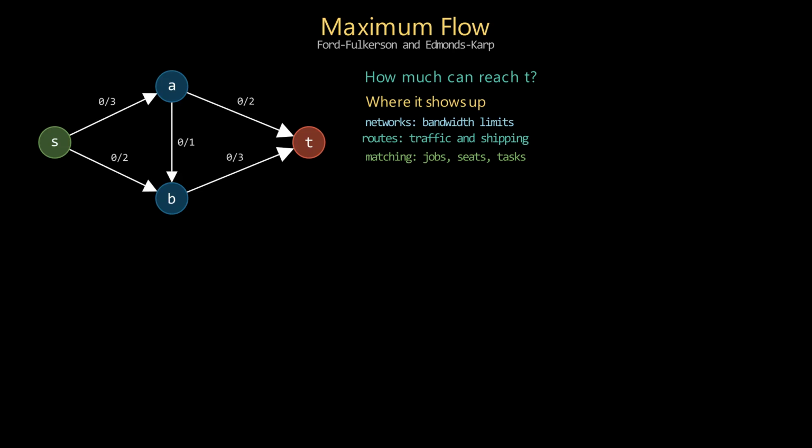This model appears whenever limited capacity controls movement: network bandwidth, traffic and shipping routes, and matching work like assigning people to jobs or students to seats.